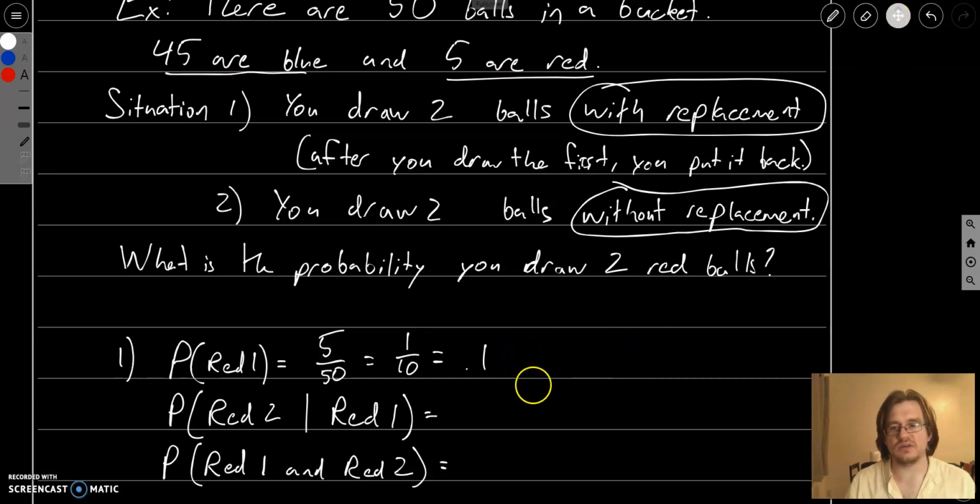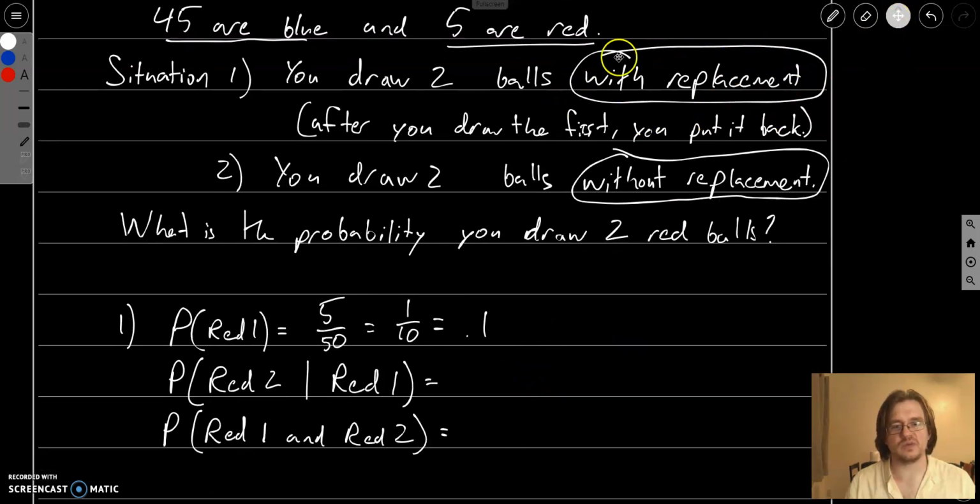Okay, so we're in the with replacement scenario. So if I put that red ball back in, we've now reset everything. So the probability that we draw a red ball on the second go, well, there's still 5 red balls in there out of the 50 total, which is again 1/10, which is the same thing as 0.1.